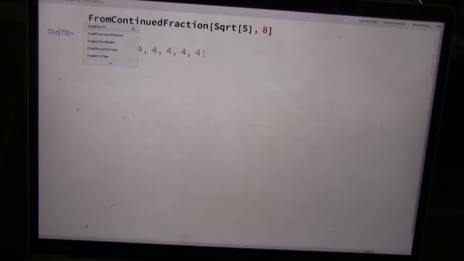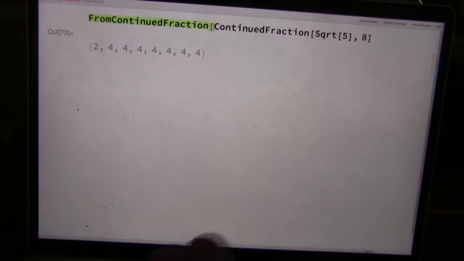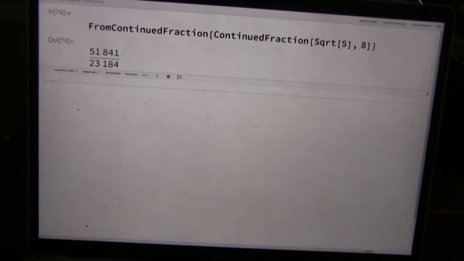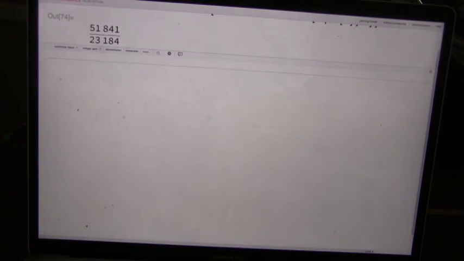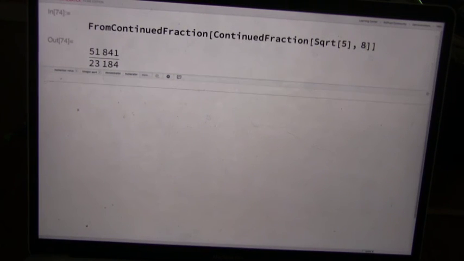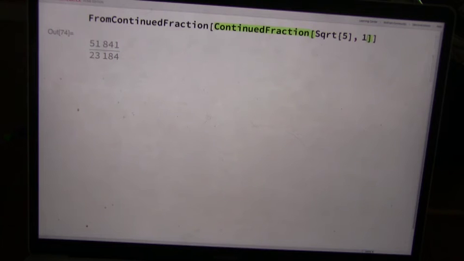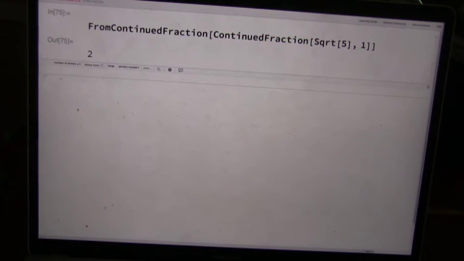Sorry, I'm having a hard time typing around the tripod here. So if I do FromContinuedFraction of the continued fraction, this would tell me that 51,841 over 23,184 is the 8th approximation. But we weren't looking at that. We can just look at the first approximation, which was 2 over 1. Did we see that? We did.